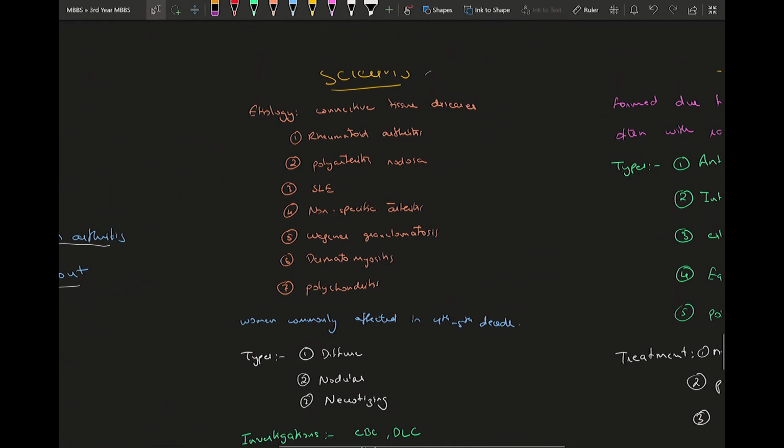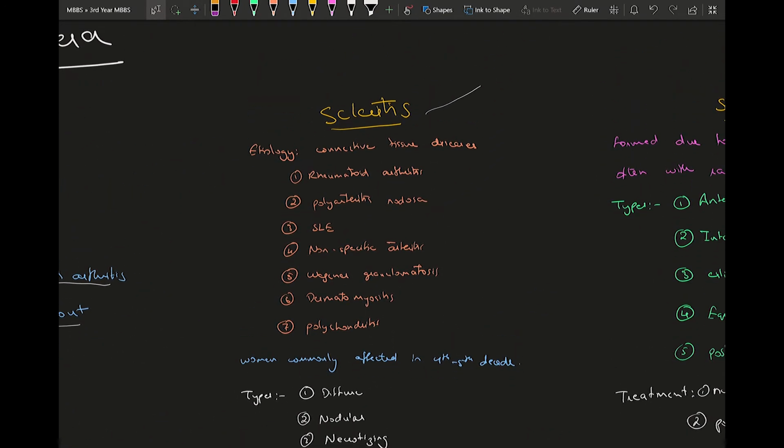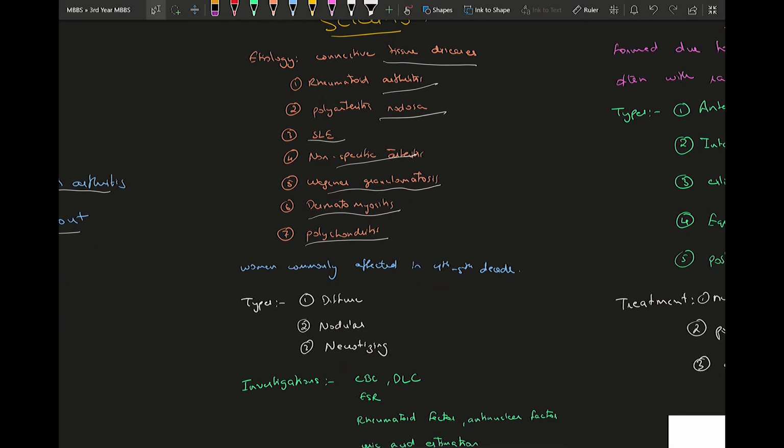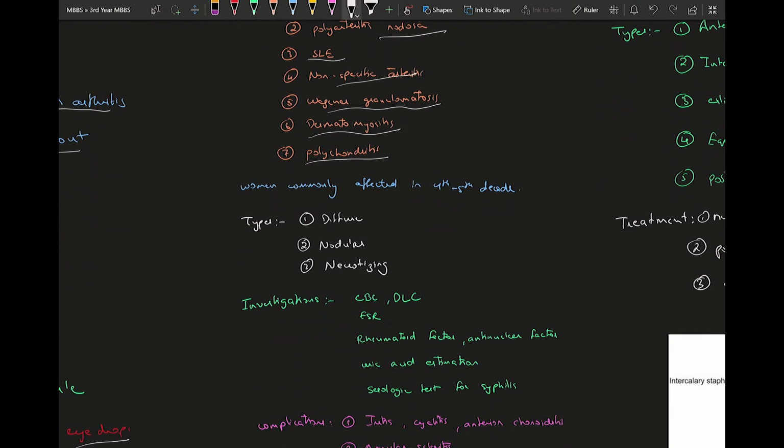Moving on to scleritis. So the etiology is connective tissue disorders like rheumatoid arthritis, polyarteritis nodosa, systemic lupus erythematosus, and then non-specific arteritis, Wegener granulomatosis, dermatomyositis, polychondritis. So these are all the various connective tissue disorders which cause scleritis. Again, women are commonly affected in the fourth to fifth decade.